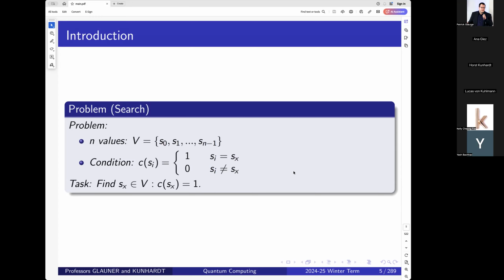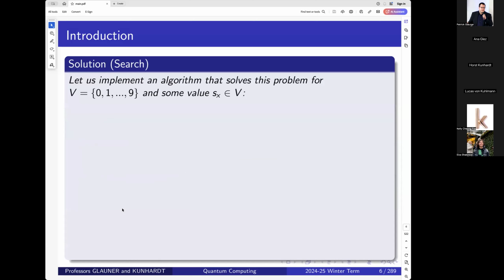And now we have a task. We want to find the value Sx in V. And that means one of all of these n values is exactly the value I'm looking for in my set V. All the other values are not Sx, only exactly one of them is that one. And I want to find that one, so that value in V for which the condition function returns 1.